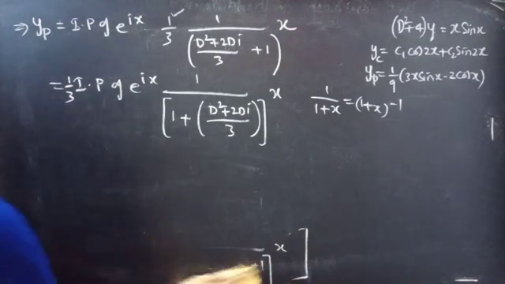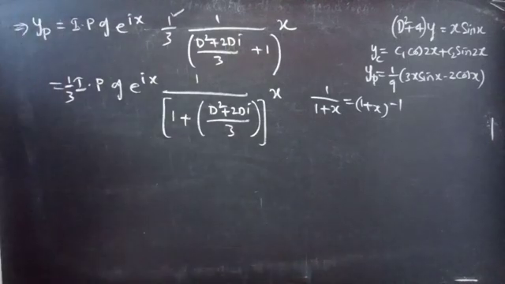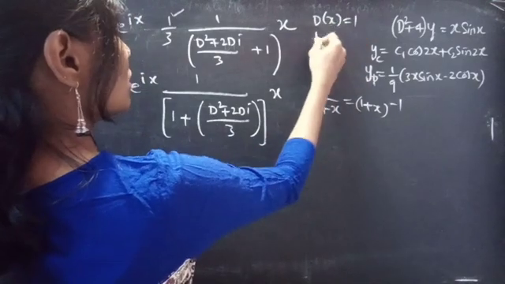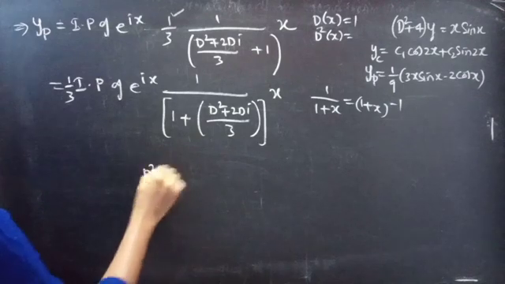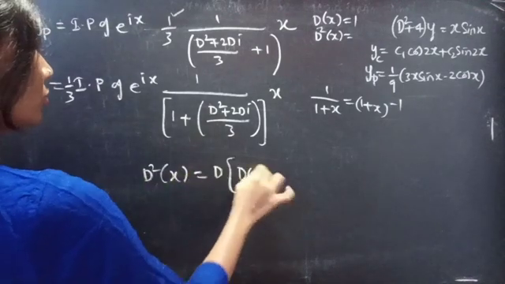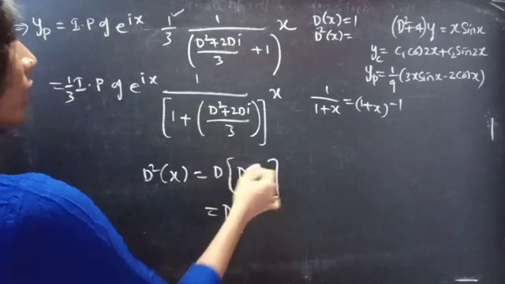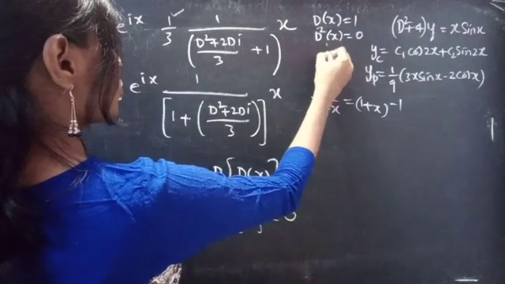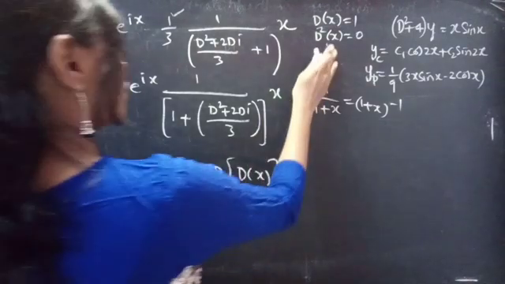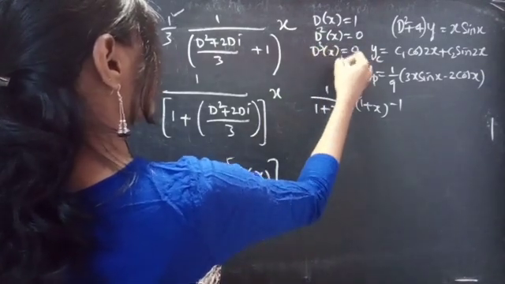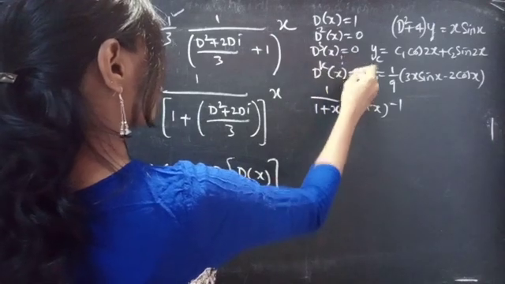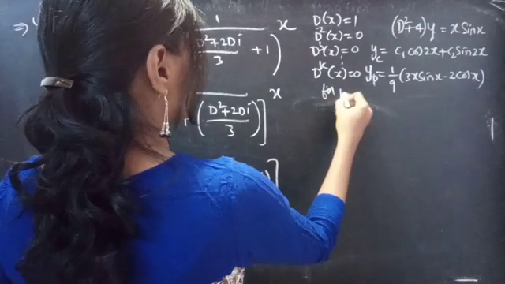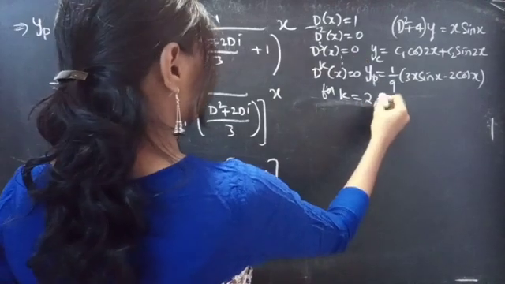and we can use binomial series expansion. Before using binomial series expansion, let's find the derivatives of x. Derivative of x is 1. D square of x is the derivative of the derivative of x, which is 1, and the derivative of a constant is 0, so we'll get 0. Likewise, d cube of x, d power 4 of x, everything becomes 0. In general, d power k of x equals 0 for k equals 2, 3 and so on.